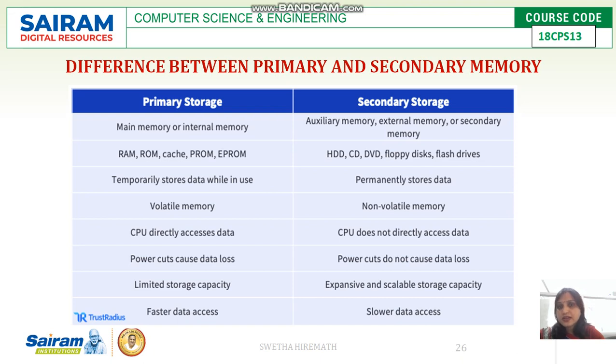The CPU can directly access the data present in the primary storage, whereas in secondary storage the CPU has to load it first into the RAM, and only then can it be accessed. Power cuts cause data loss in primary storage, whereas power cuts don't cause data loss in the secondary storage. That is what is meant by permanent storage and temporary storage. Primary storage has limited capacity, whereas the storage capacity is huge in secondary storage. Data access is faster in primary storage and slower in secondary storage. So these are the main differences between the primary storage and the secondary storage devices.